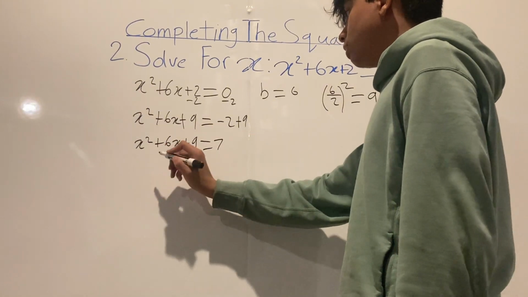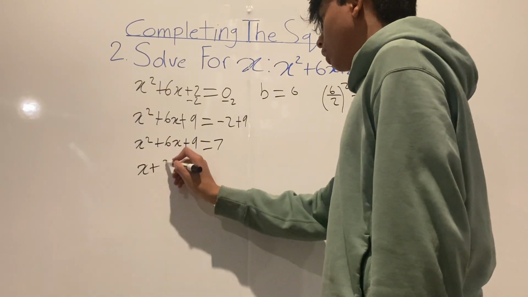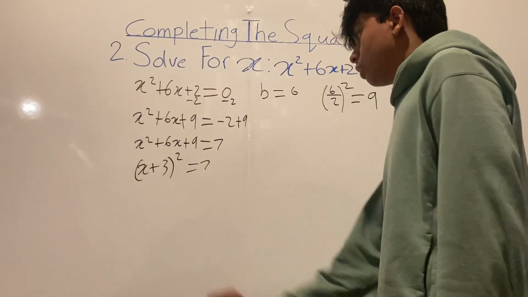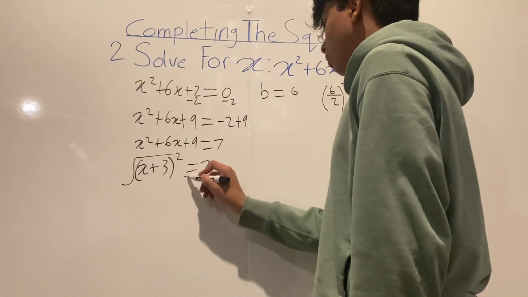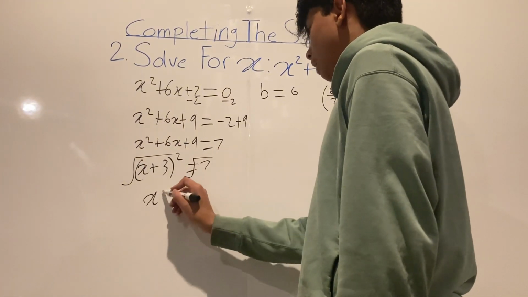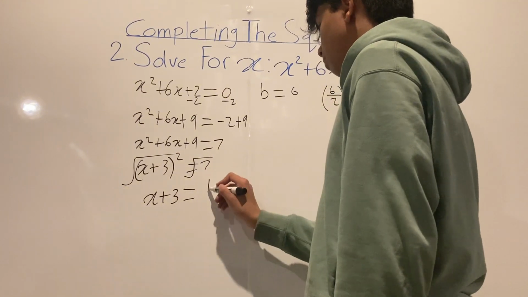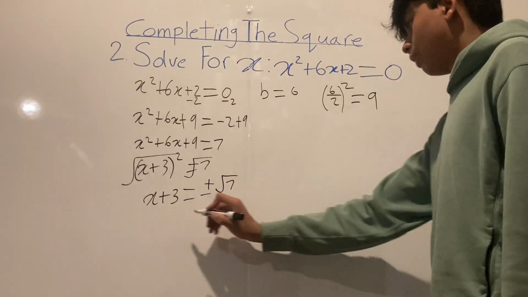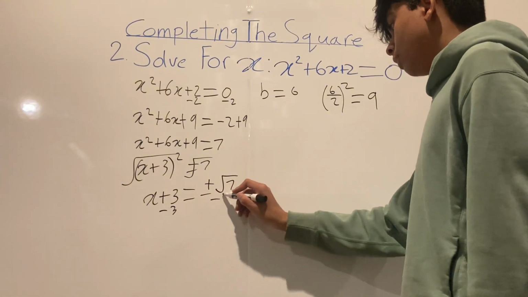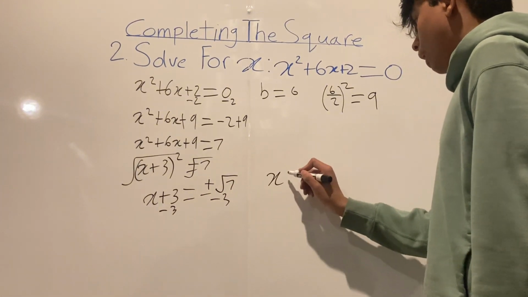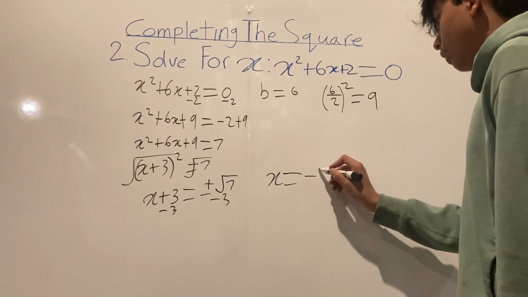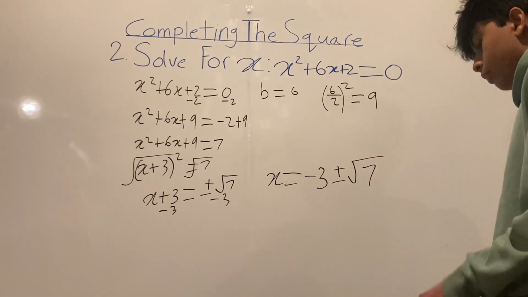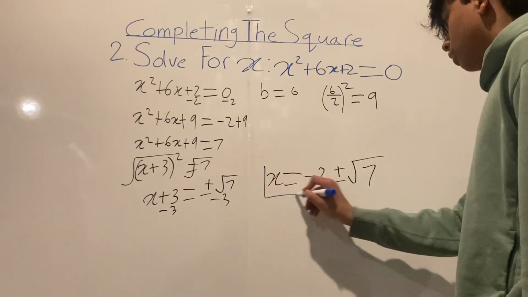Now we can factor this to be x plus 3 squared equals 7. Now once again, we can square root both sides, and we have x plus 3 equals plus or minus square root 7, and now we can subtract 3 on both sides, and we have our answer. x equals negative 3 plus or minus square root 7. And that's our final answer.